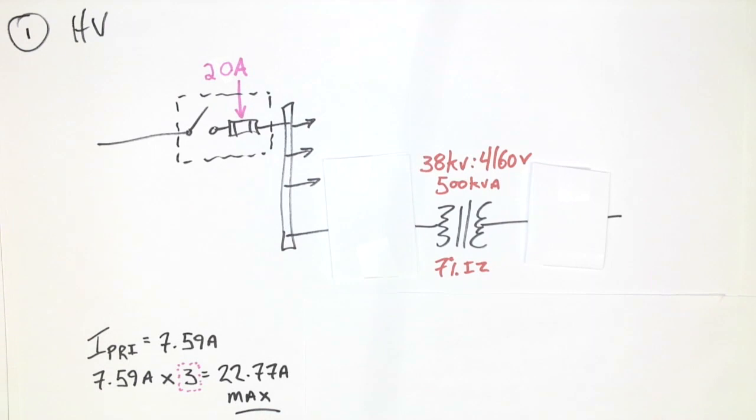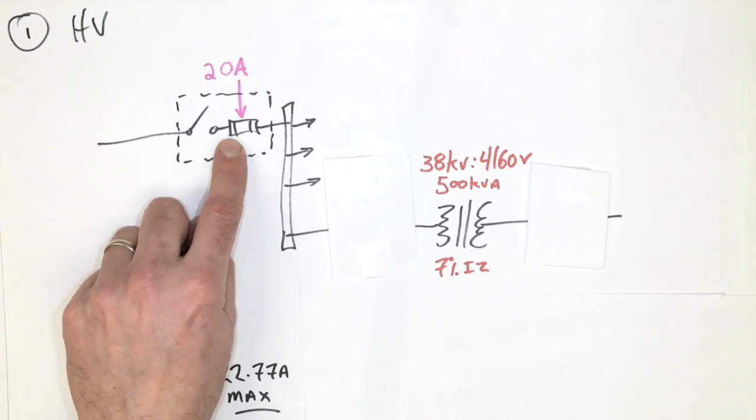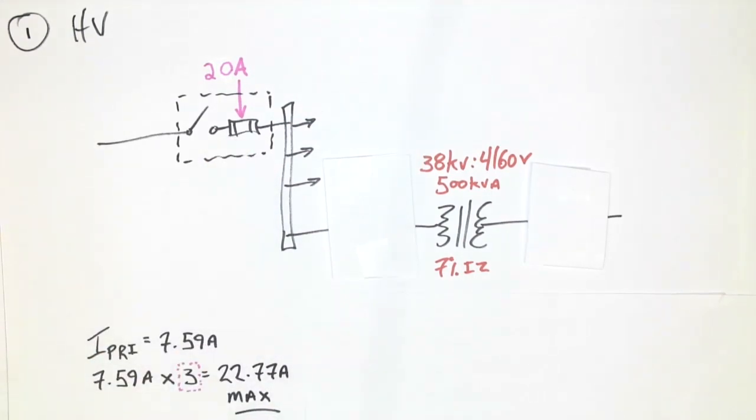When we go to table 50, we need to look in the primary side of the table. We need to look at fuse and also the percent IZ, which in this case was only 7%. Using all three of those pieces of information, we can then go to table 50 and find the multiplier, which is 300%. 7.59 times 3 gives me 22.77 amps maximum.